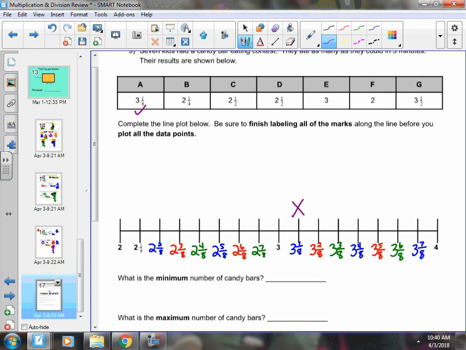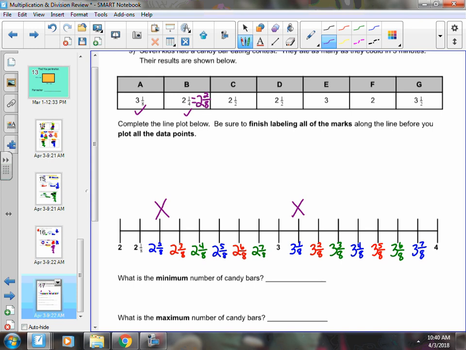If you double the top, you better double the bottom, and that will give us a denominator of 8. So before we do anything, let's write that 2 1/4, double the top and double the bottom. 2 1/4 is the same as 2 2/8. Now the denominator is an 8. Now I know exactly where it goes on the line plot. So 2 1/4 is 2 2/8, which is right here.